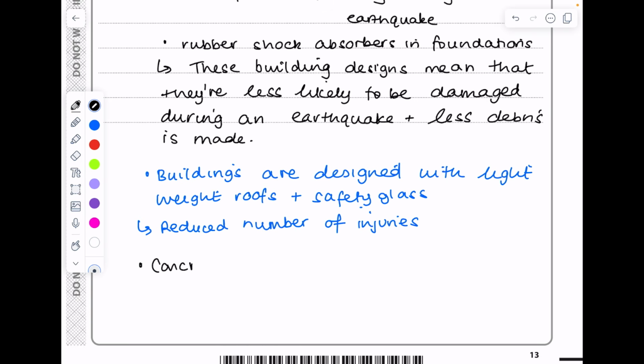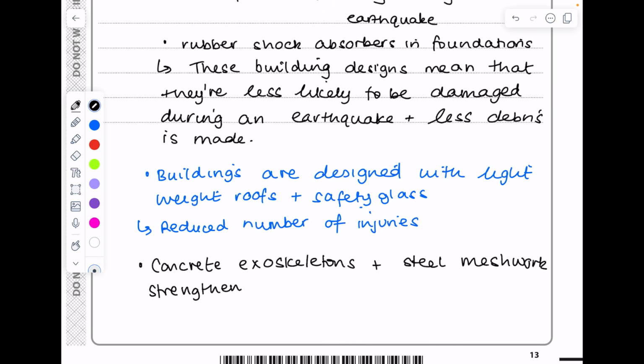You've got things like concrete exoskeletons and steel meshwork. Strengthen buildings. And help reduce the likelihood of them collapsing.